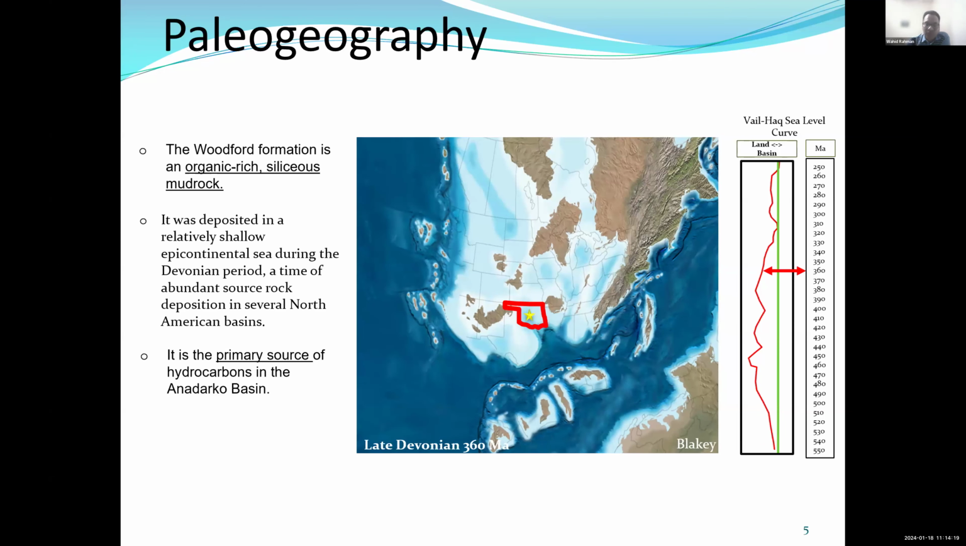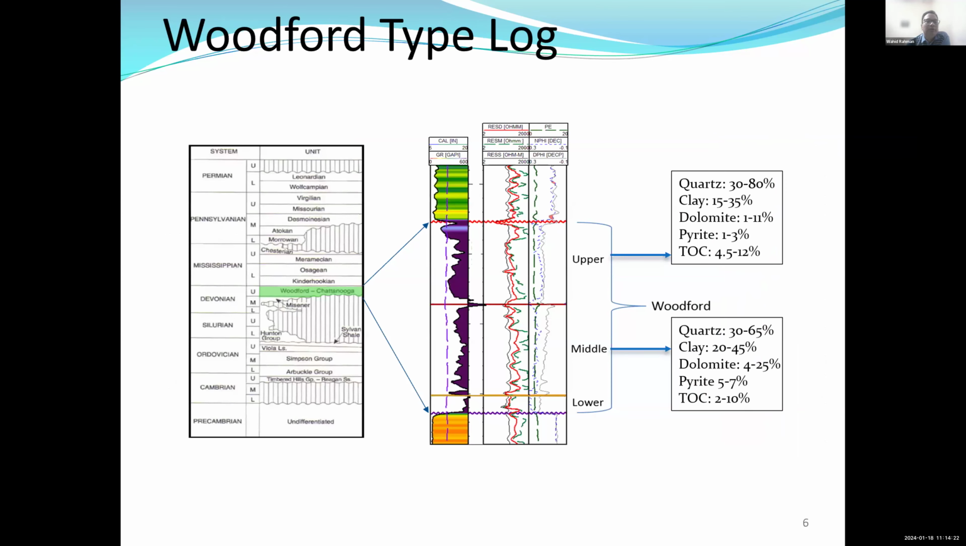Going to the petrophysics logs, I want to give you a little bit, but again, I'm not a petrophysicist. Looking at it here, the Woodford is divided into three different parts: upper Woodford, middle Woodford, and lower Woodford. Historically, we have seen that most people target the upper Woodford because it is a little bit dolomitic and has less clay compared to the lower Woodford, and quartz and pyrite and all the TOC, you can see 4 to almost 12%. And the middle Woodford is here, TOC 2 to 10%.